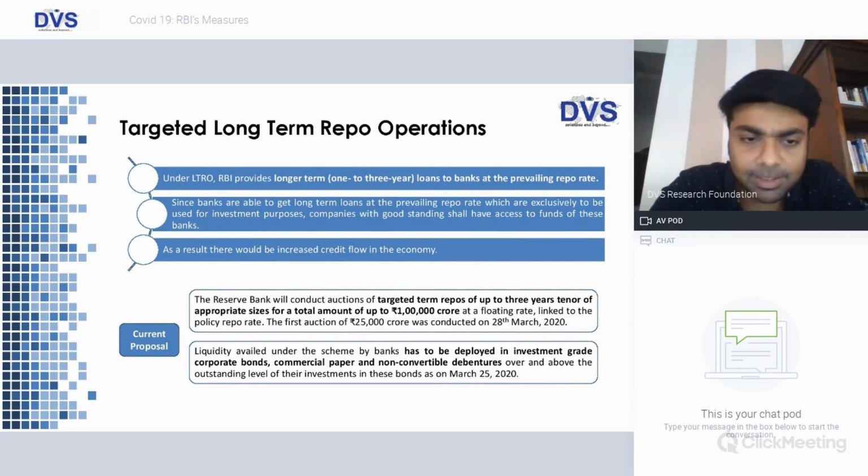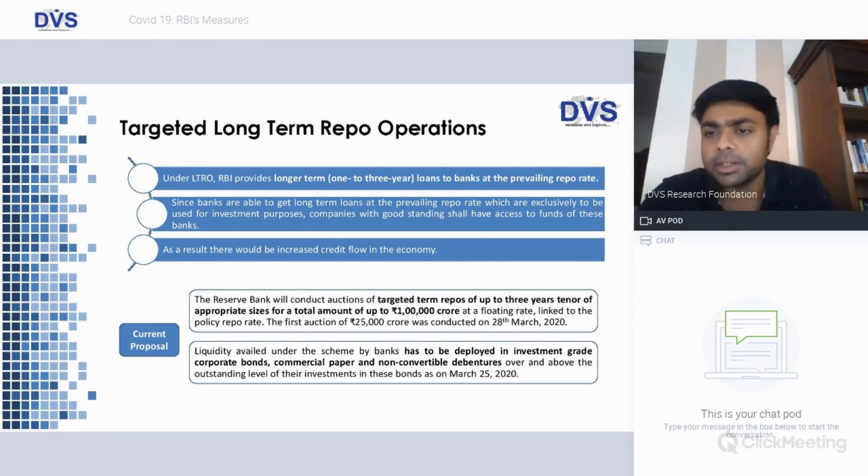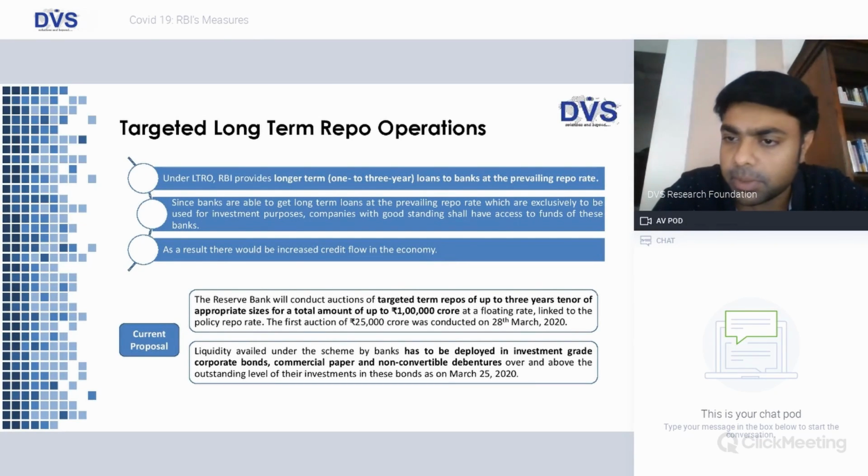So under the long-term repo operations, the LTRO, the RBI provides long-term, which is 1 to 3 year, loans to banks at the prevailing repo rate. You must understand that the repo rate has also been reduced by 0.75%. Since banks are able to get long-term funds at a fairly cheap price, which are exclusively to be used for investment purposes, when they say investment, it is for the purpose of onward lending.